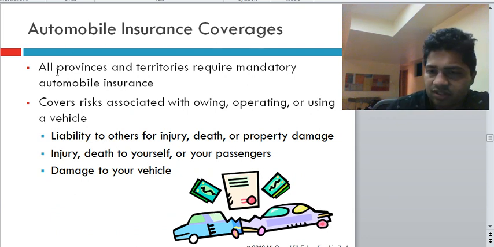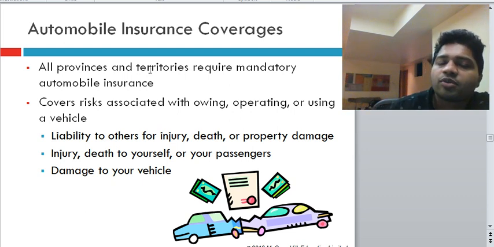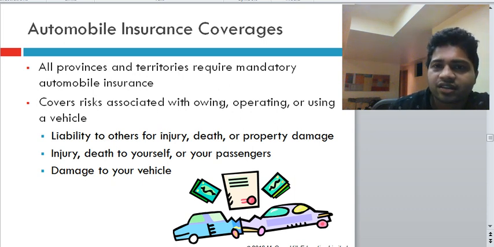Automobile insurance: the first thing is that third party liability is mandated by all provinces. So if you are driving a car and you damage someone else's property or life or anything, you are liable for it, and all provinces mandate it. All provinces and territories require mandatory automobile insurance. It covers risk associated with owning, operating, or using a vehicle: liability to others for injury, death or property damage, injury or death to yourself or your passengers, and damage to your vehicle.